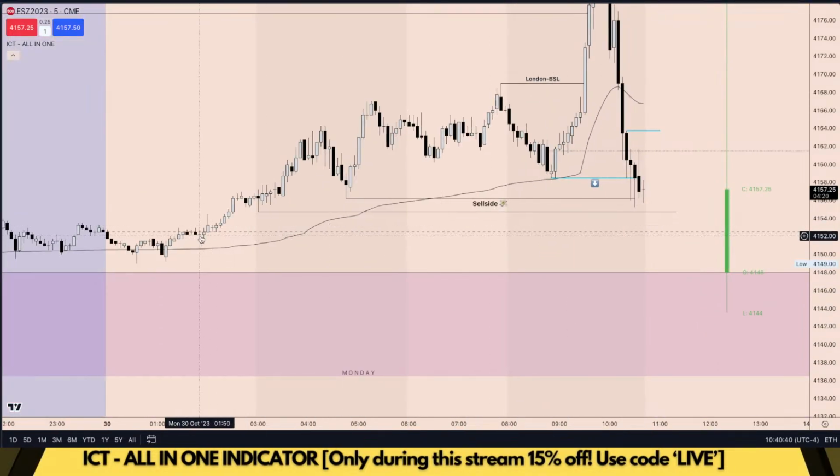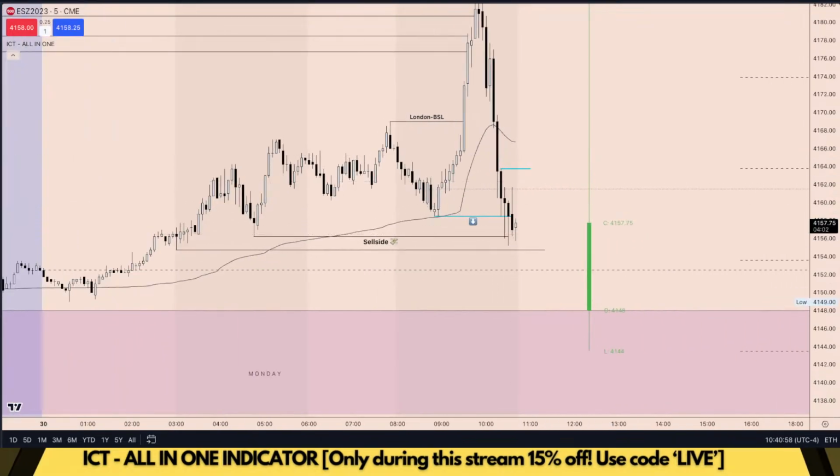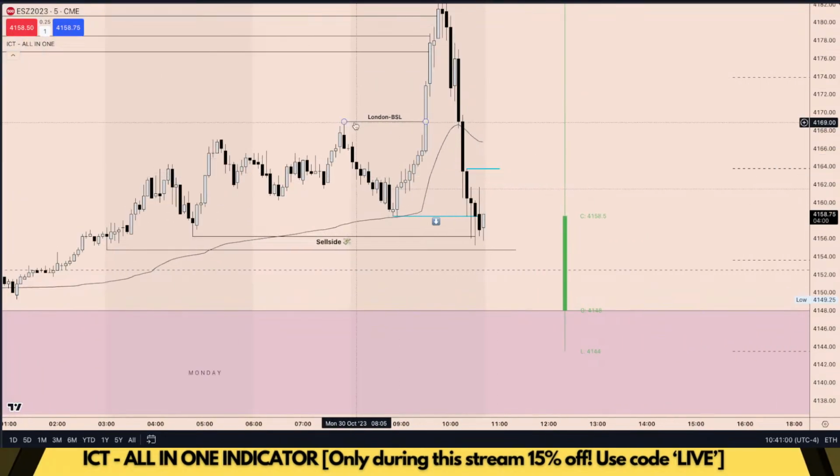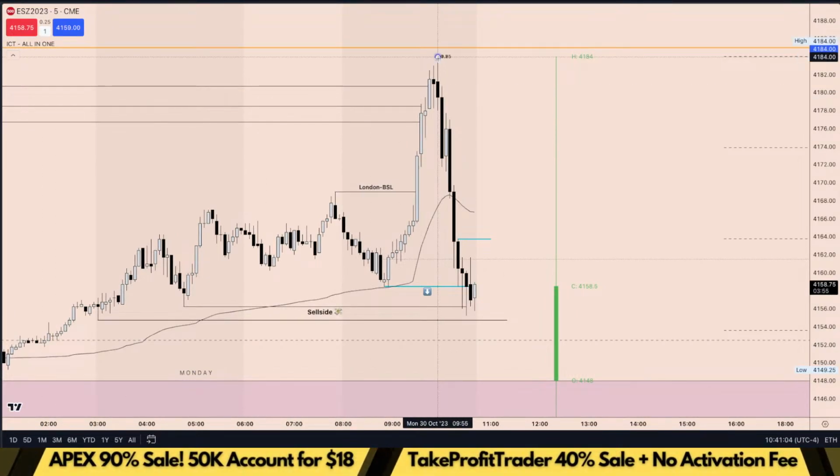Then we have the midnight open level brought to us by the one and only ICT all-in-one indicator. More lows right here, and then the new day opening gap. So yeah, really, this is our displacement now, our market structure shift confirmed, measuring from the low to the high. 50% would come in with this bearish fair value gap here on the 5-minute time frame.